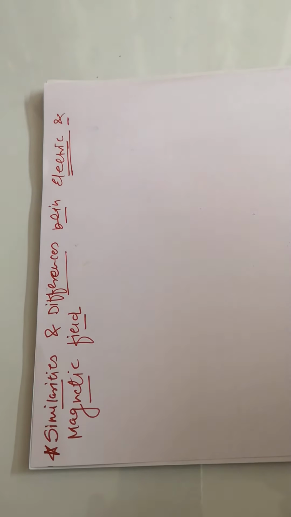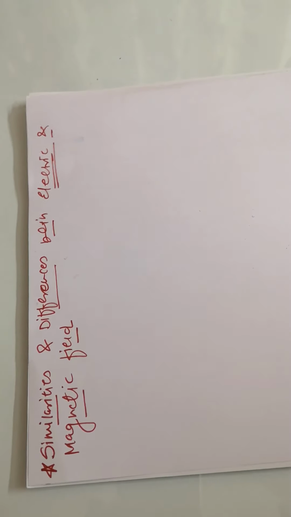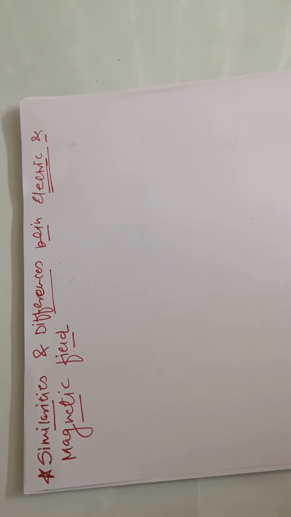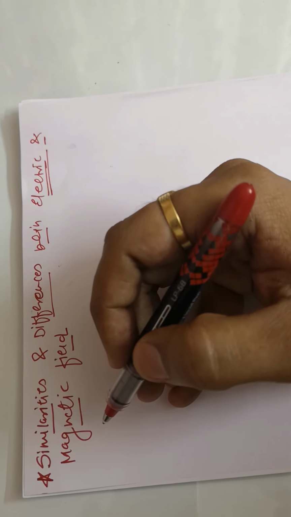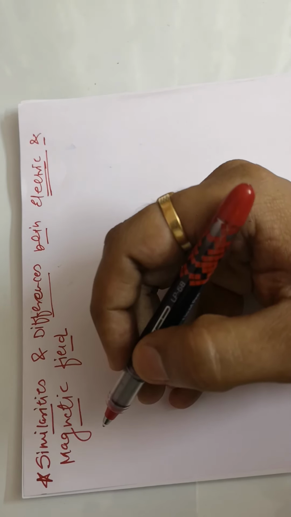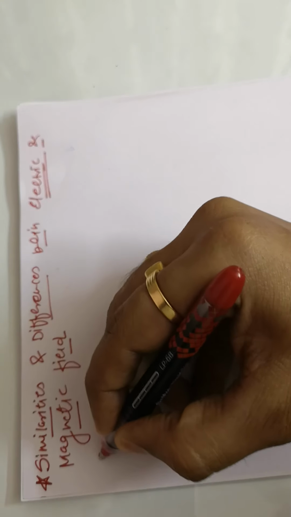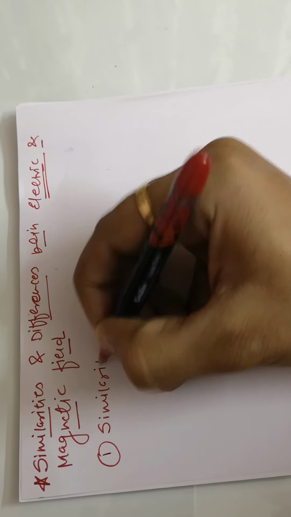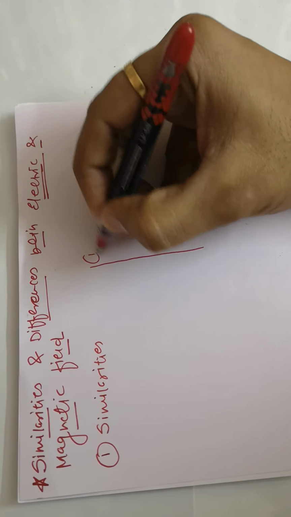Hello students, at the junction of this chapter we have learned so many formulas, so many relationships, differences and similarities between solenoid, toroid and so on. Right now we are capable enough to bring out the differences and similarities between electric and magnetic field. First of all we will discuss many similarities, and then we will discuss the differences.